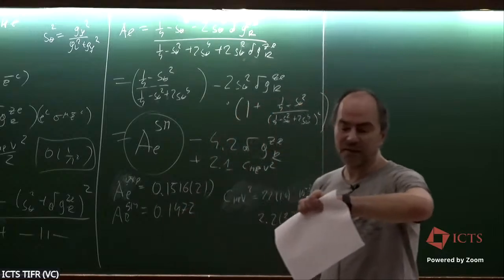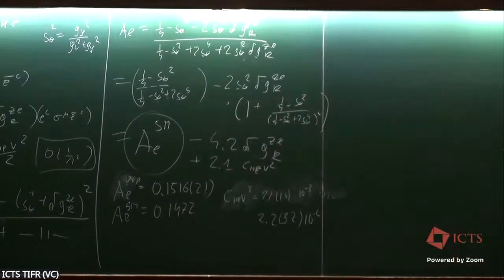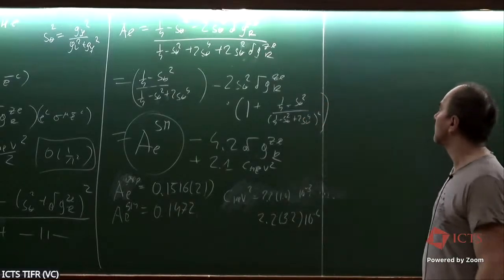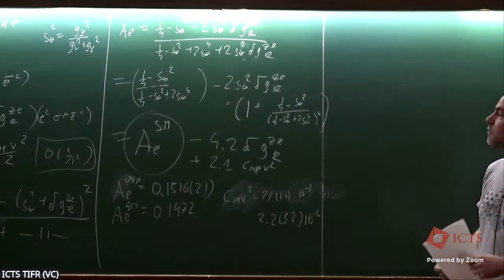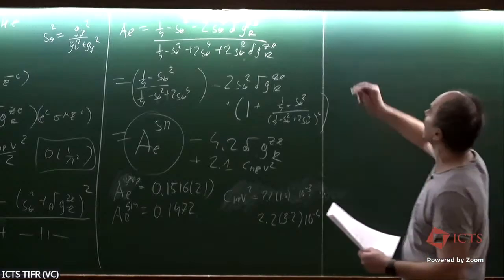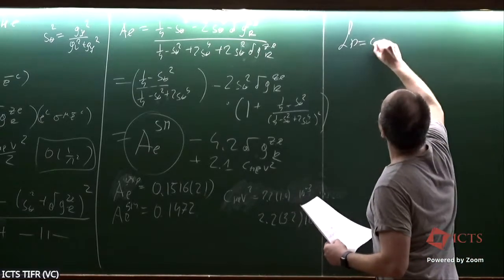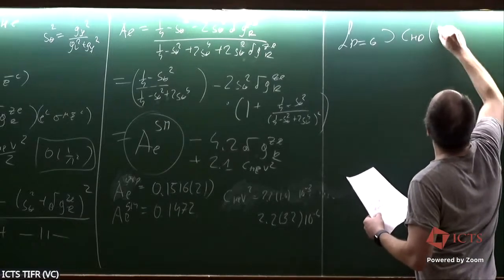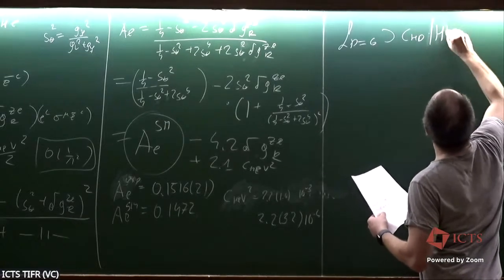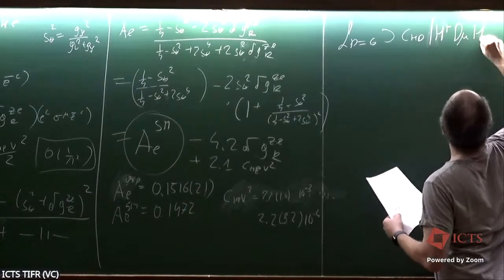So in the remaining 10 minutes, let me give you one very important example of a different operator, which will affect the observables in a slightly different way. So let's take this operator, CHD, H dagger D mu H squared.